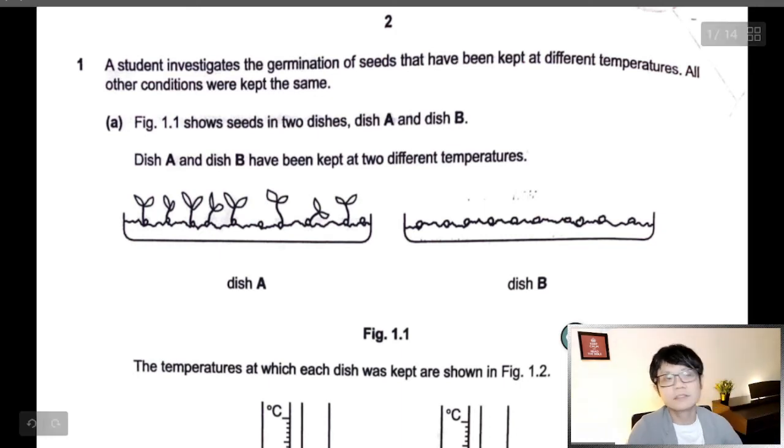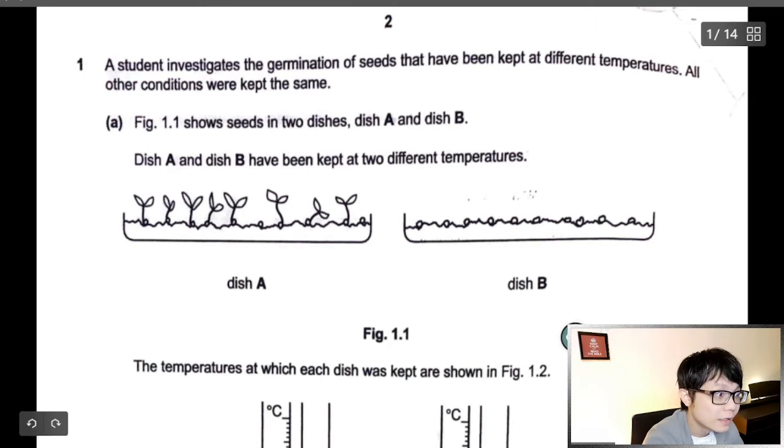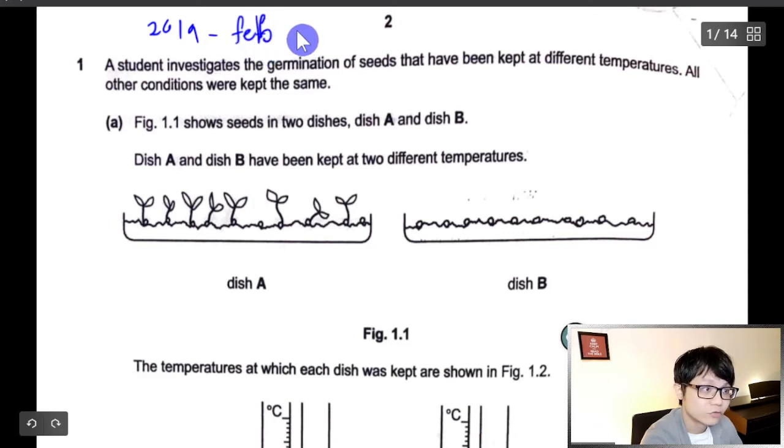So, hi students. Today we are going to learn paper 6. So, this is what year? 2019 February paper 62. Okay, variation 62.